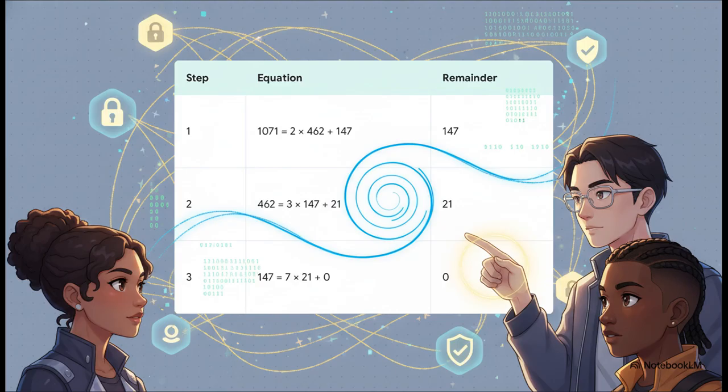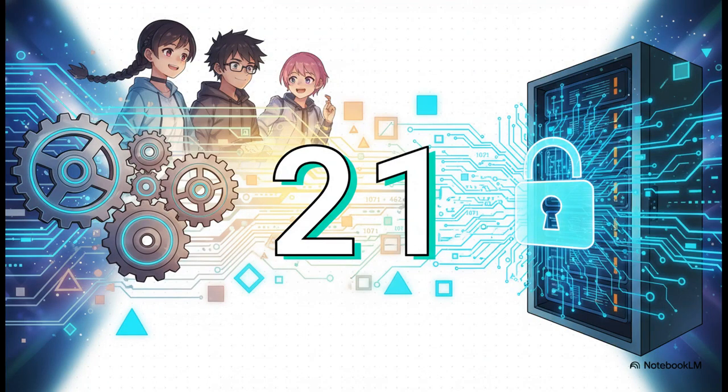See the pattern? We just keep going. Now our numbers are 147 and 21. We divide 147 by 21, and it divides perfectly. The remainder is 0, and that's our cue. We stop right there. So because we hit a remainder of 0, we just look back one step. What was the last remainder that wasn't 0? It was 21. So there's our answer. The GCD of 1,071 and 462 is 21.